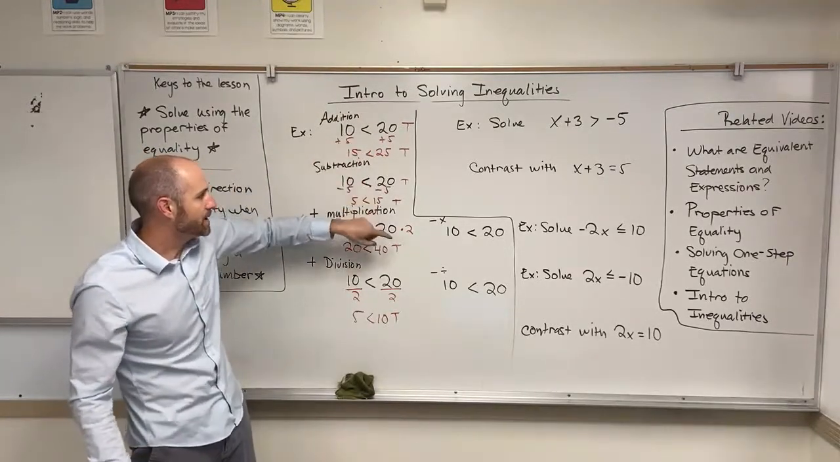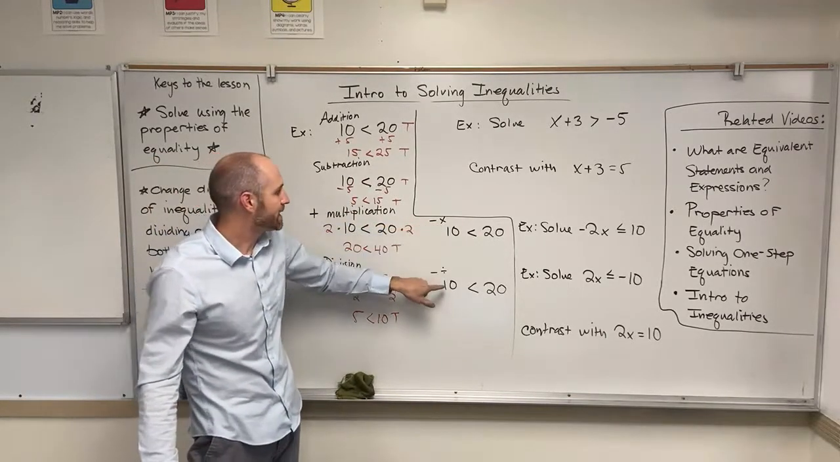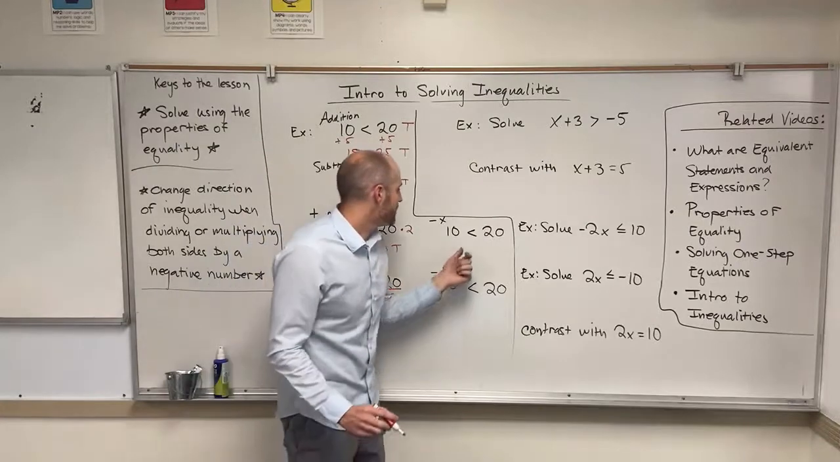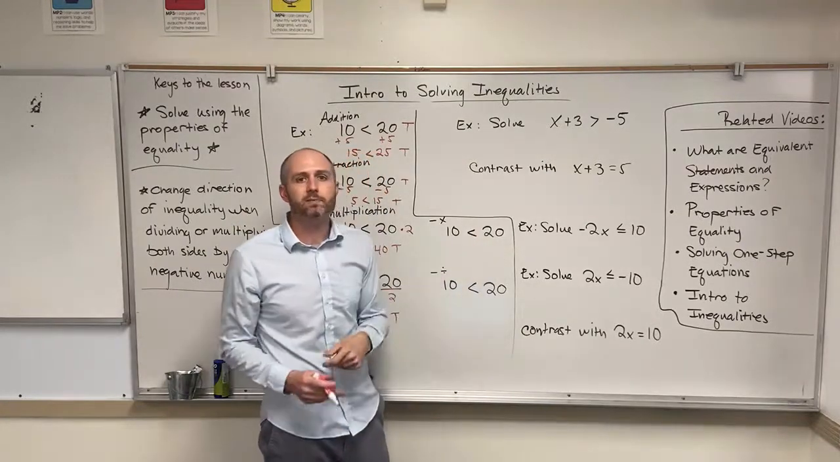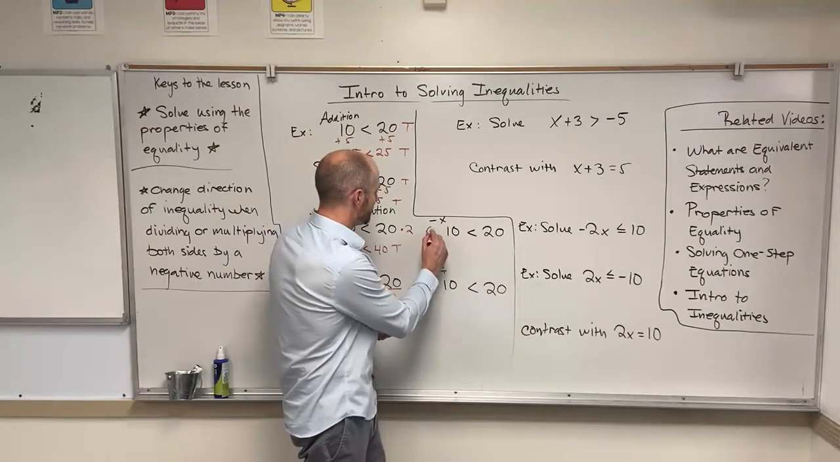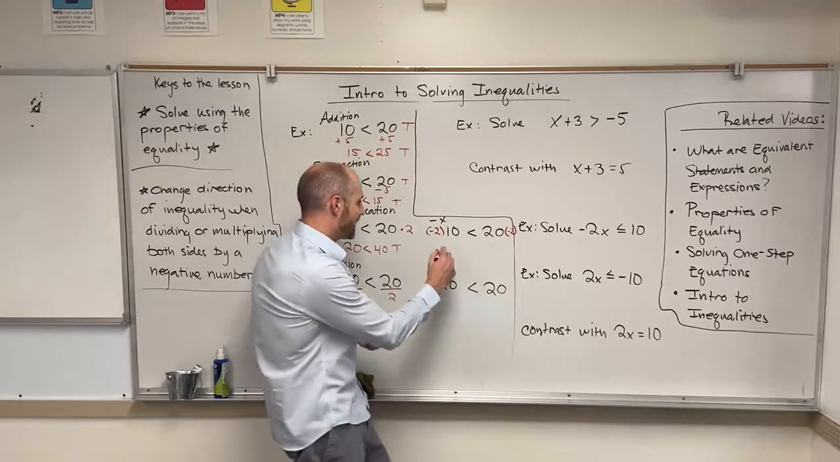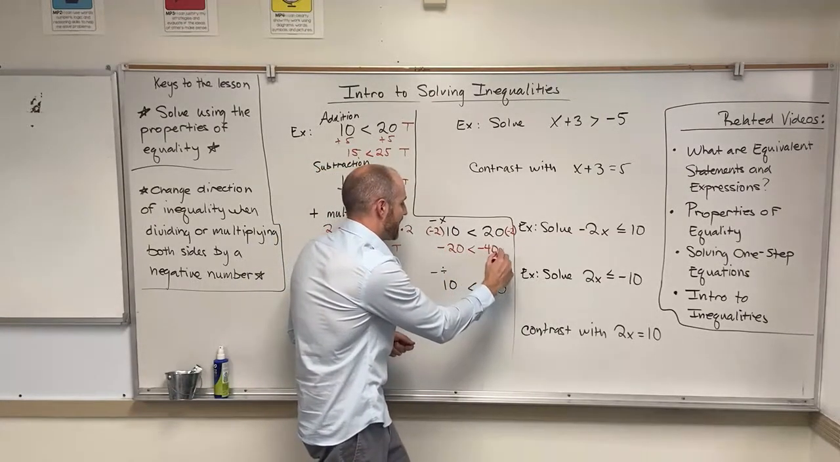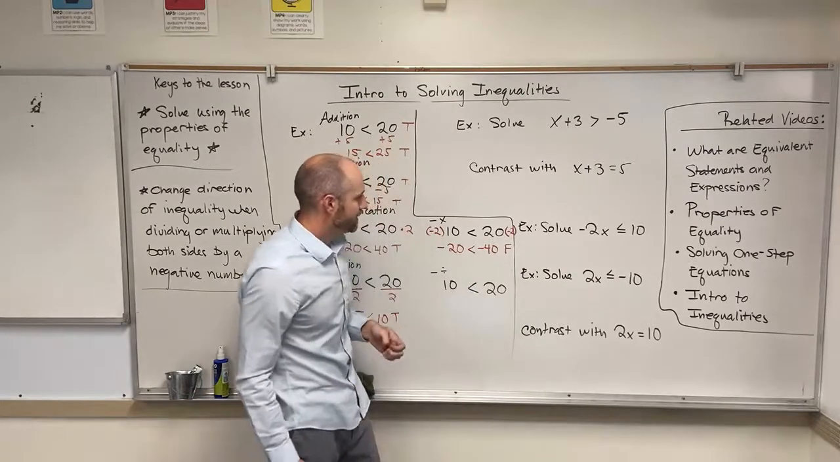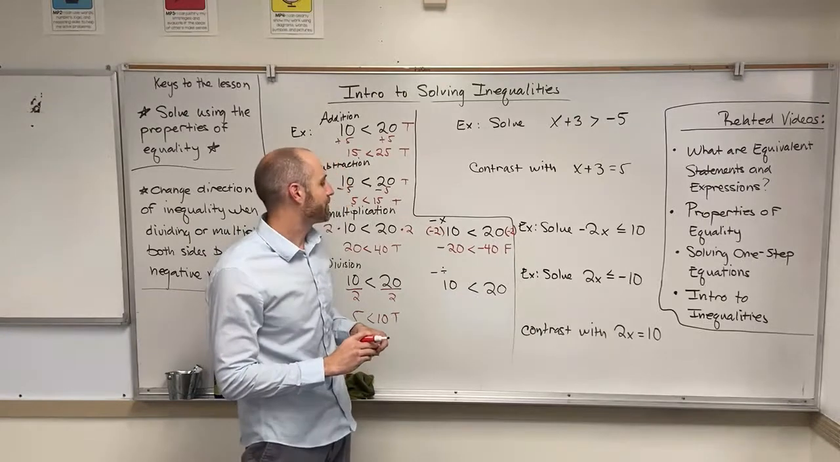The problem happens when you try to multiply by a negative number or divide by a negative number. So let's look at what happens. Say we have this true statement, 10 is less than 20, and we multiply both sides by negative 2. So if I multiply here by negative 2, multiply here by negative 2, what we're going to get is negative 20 is less than negative 40. And that is a false statement. Negative 20 is not less than negative 40. Negative 20 is greater than negative 40.